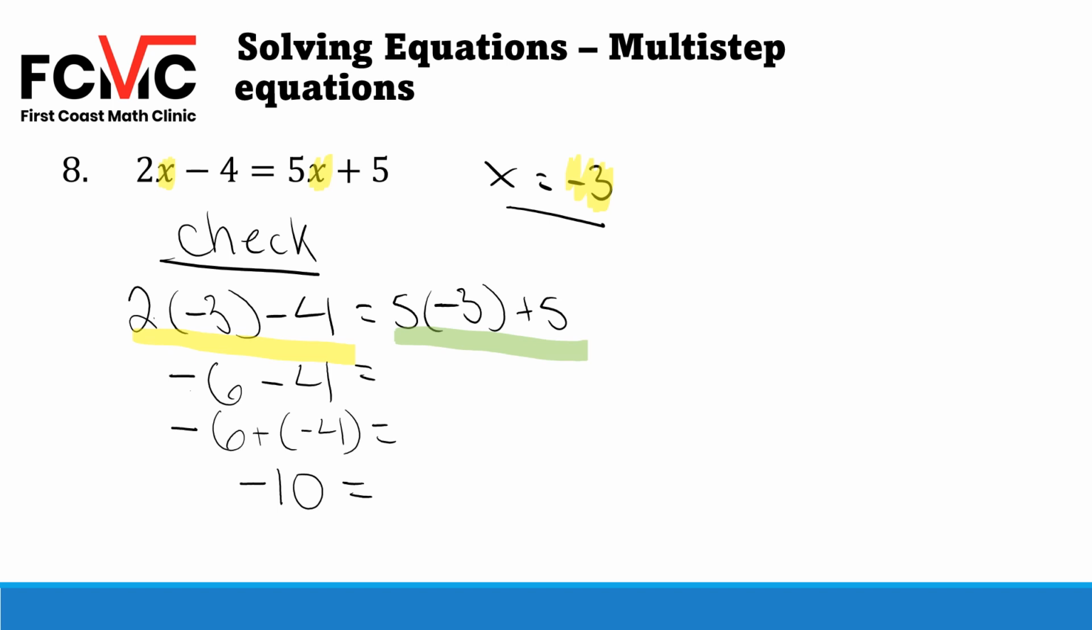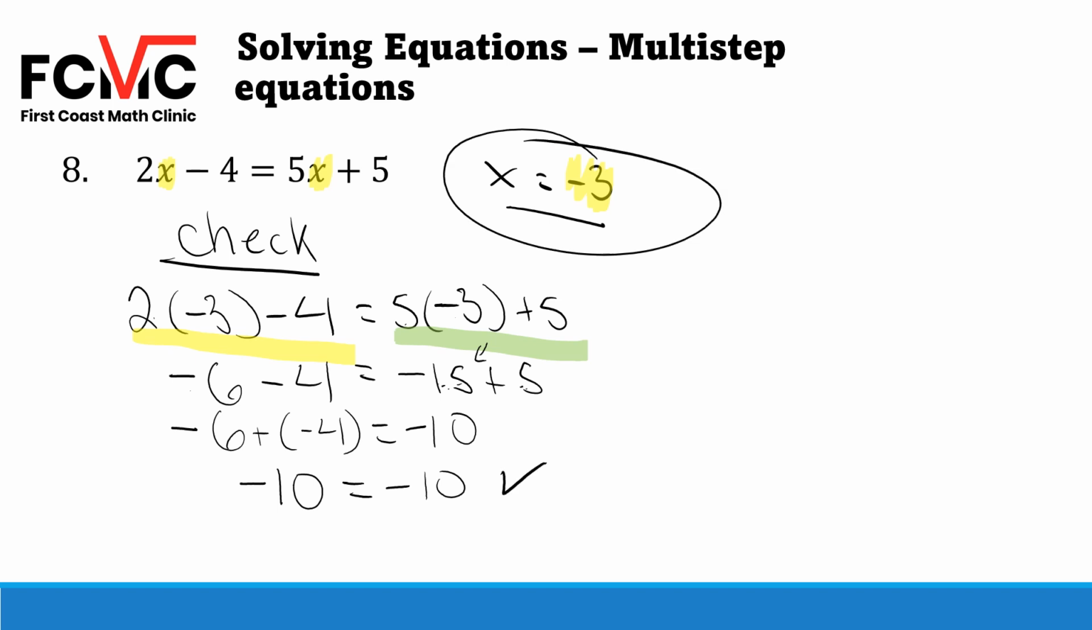On the right side, 5 times negative 3 is negative 15, plus negative 5, negative 15 plus negative 5. I'm adding two numbers of opposite signs, so I want the difference. Well, what's the difference between 15 and 5? Difference is 10. I want to take the sign of the number with the larger absolute value. That's going to be this 15, so that's going to become negative, and I get negative 10 equals negative 10, so my answer checks. So my answer's got to be x equals negative 3. Let's do another check.